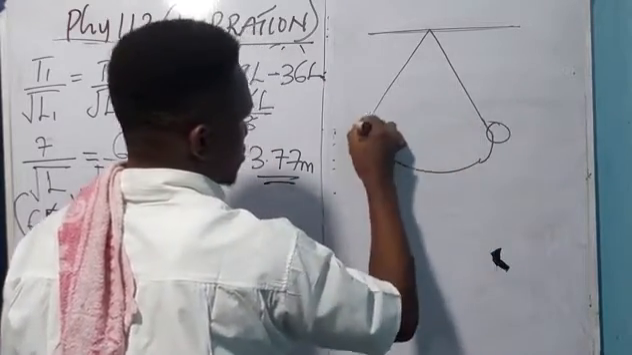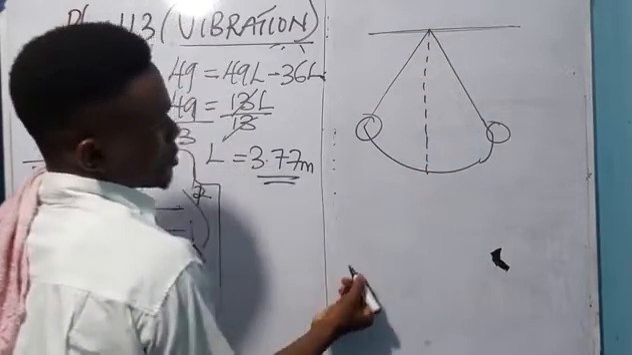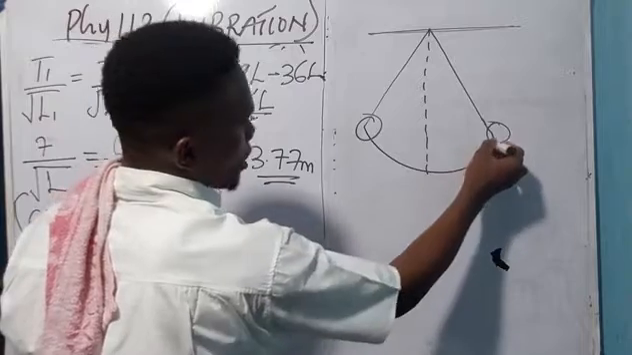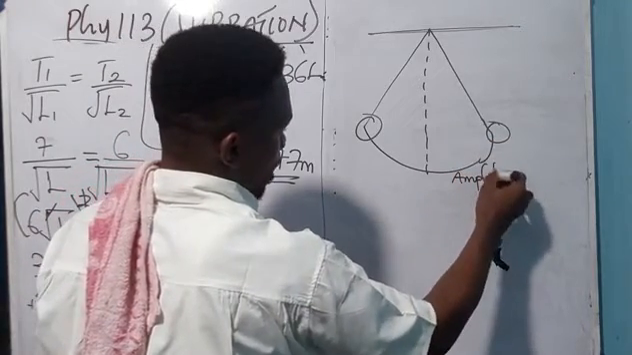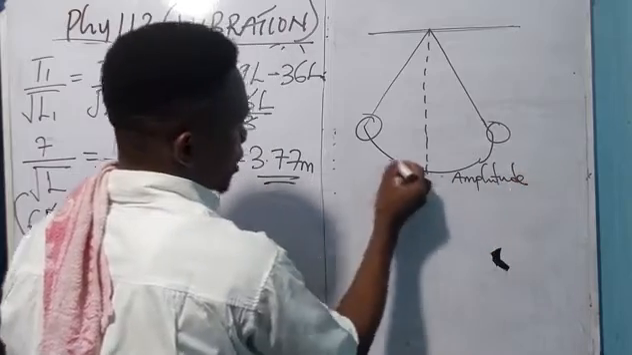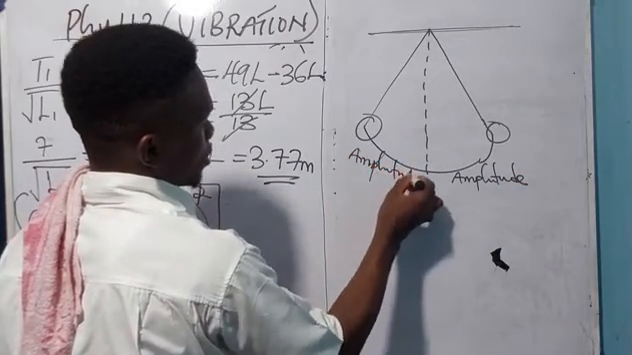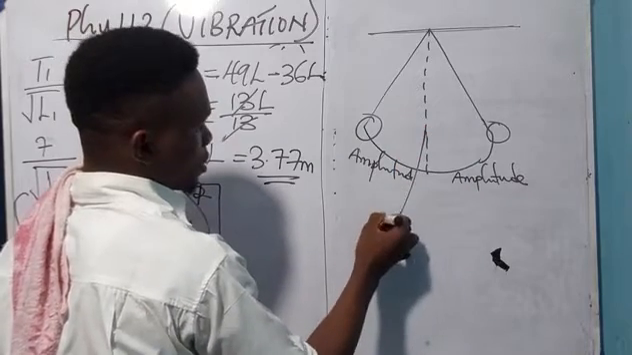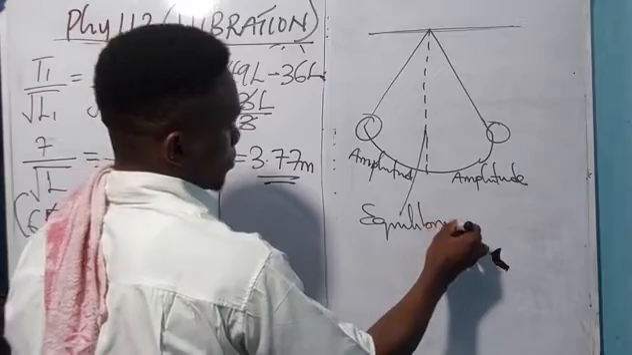I have this. All right, so from here to here is what? Amplitude. From here to here is what? Amplitude. And of course, this place is what? The equilibrium point.